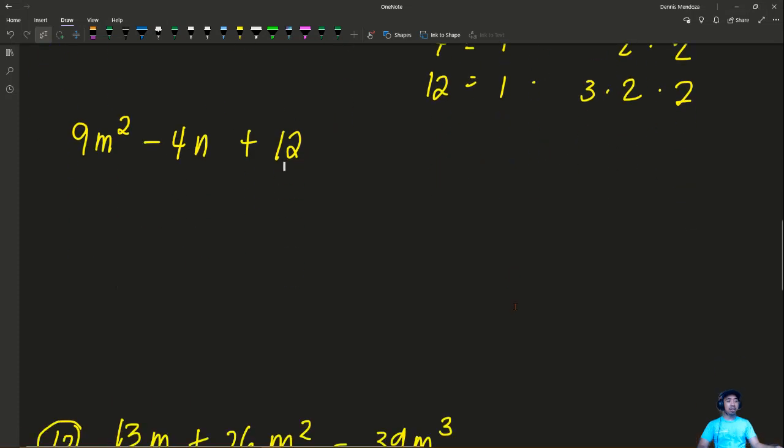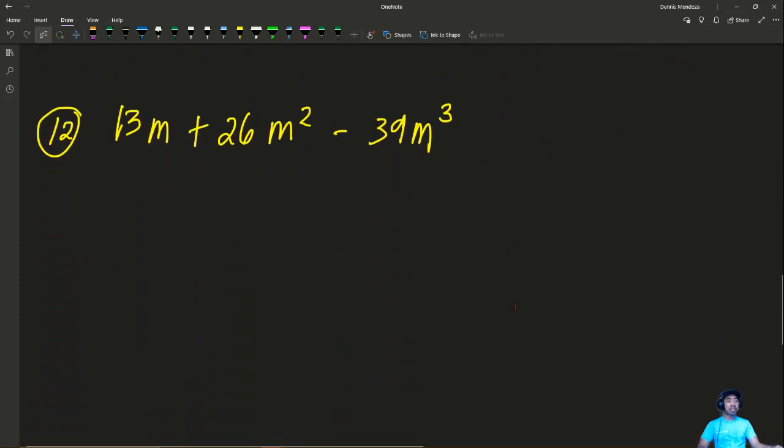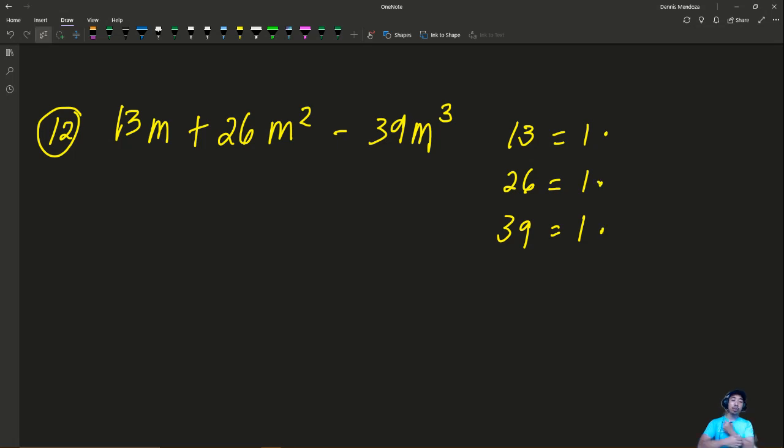Next, example number 4. So 13, 26, and 39. Okay. So we all know that all of them have 1 as a factor. Never forget that as one of their prime factors. And then 13, of course. 13 is a prime number, by the way.